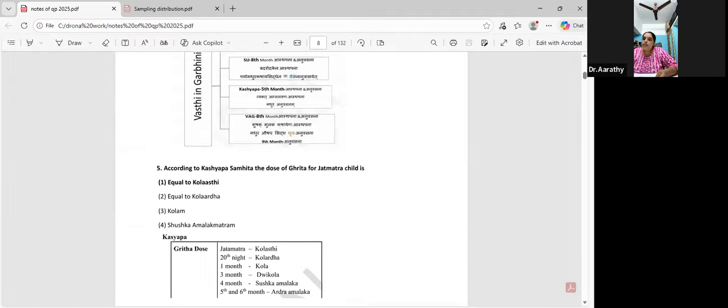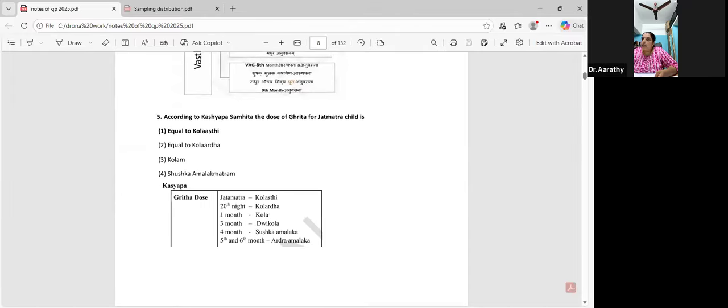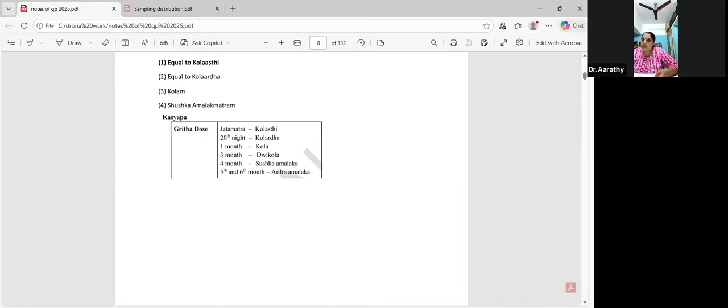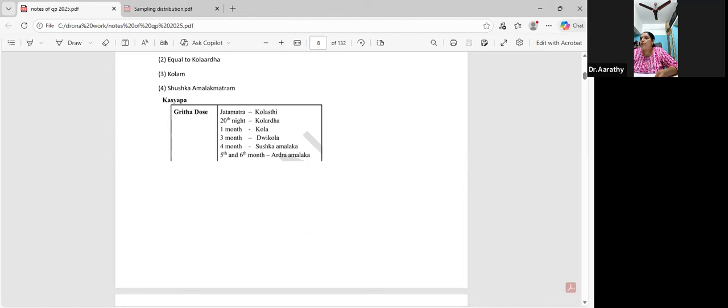Coming to the fifth question, it is regarding the dosage of Grita by Kashyapa for Jatamatra. There is a table given. So Jatamatra, it is Kolasthi. 20th night, it is Kola Ardha. 1 month, it is Kola. 3 months, it is Drikola.